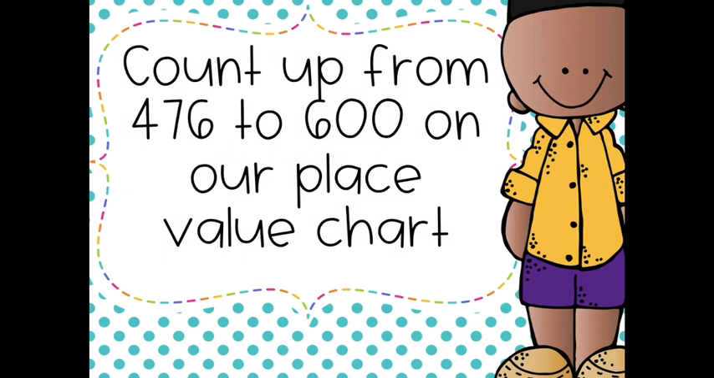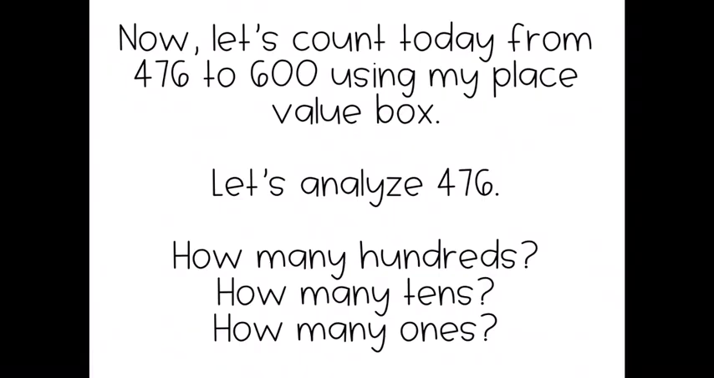Now we're going to practice counting on from 476 up to 600. And we're going to use our knowledge of place value and how we bundle our hundreds, bundle our tens, and bundle our ones together to make larger units. The first thing we have to do, though, is analyze that number. So let's look at and analyze 476.